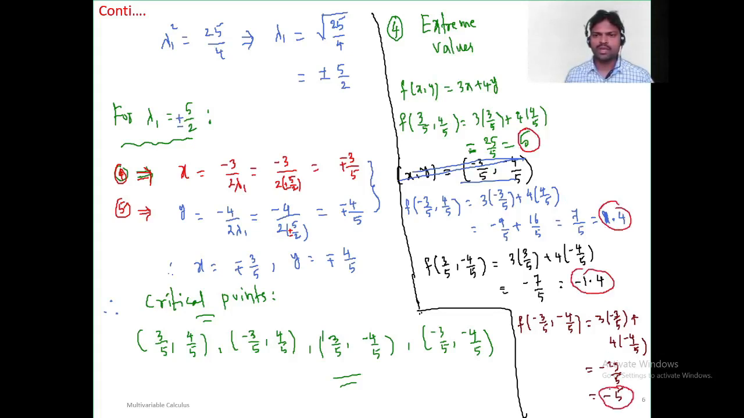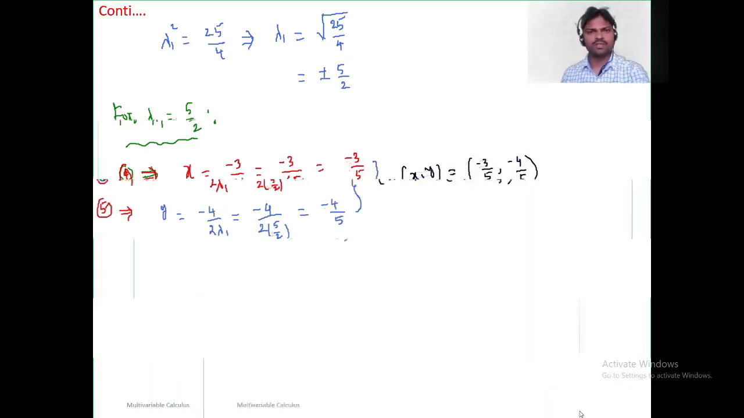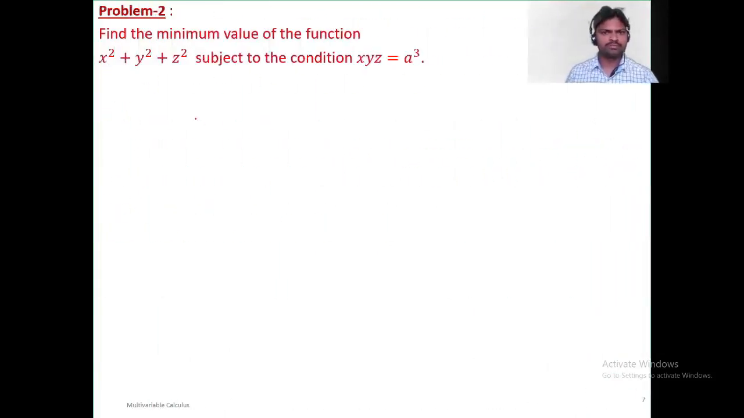So in this, what is the maximum one? Maximum is 5. So this is called the maximum of the function. So the maximum of the function 3x plus 4y within the circle of domain is 5. And what is the minimum one? The minimum one is minus 5. So the minimum is minus 5. That's it, this is the conclusion. So maxima and minima.